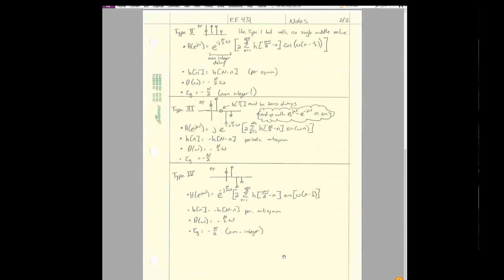And although I won't go over the derivation, there's a similar derivation for type 2, type 3, type 4. The only thing is that for some of them, the delay is actually not an integer. So you can have a non-integer delay of these things, which is kind of neat in a discrete time system. But the phase is always equal to minus n over 2, no matter what system it is. The group delay is always equal to n over 2. And the only difference is that sometimes your h of n will be symmetric around n over 2, and sometimes it will be anti-symmetric around n over 2. And that's all I have for you.